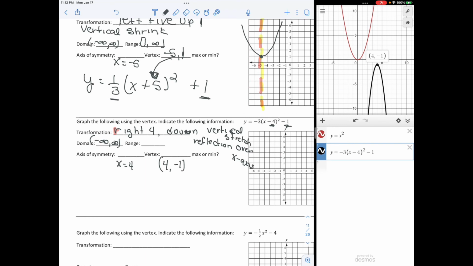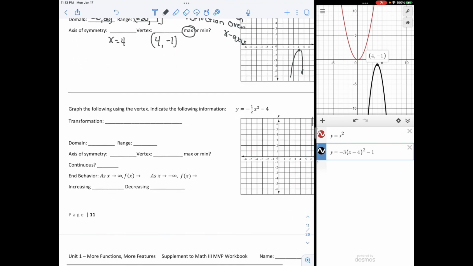Now, the range changed because, look, -1 is no longer a minimum. -1 is now a maximum. So when it has a maximum, we say that it goes from -infinity to that maximum value, which is -1. Okay? And to graph this, I'd go to 4, -1. And it's going to be really skinny compared to the other one because of the 3. Okay.